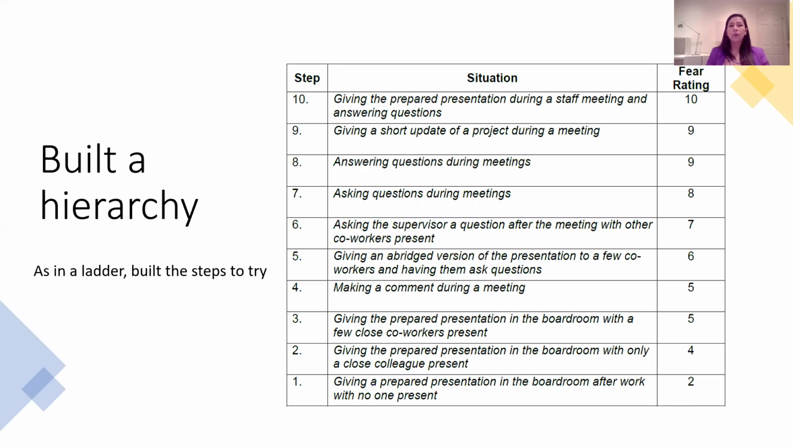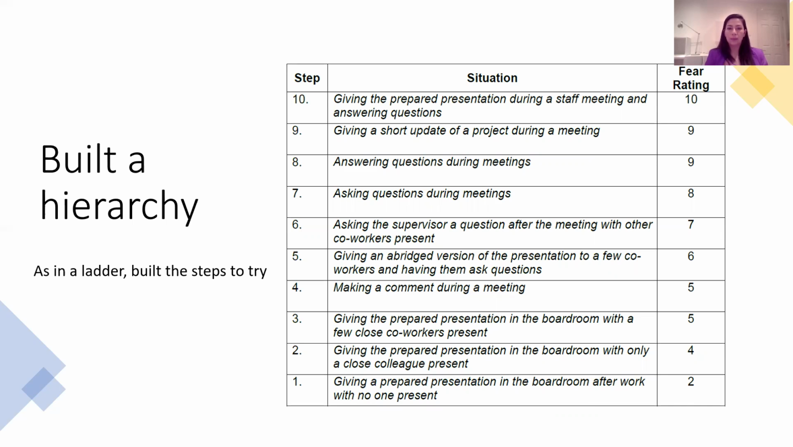And you can also build a hierarchy, like a ladder, to build the steps for you to try. So for example, when someone was worried about giving a presentation at work, and she's worried about asking and answering questions during the meeting. The goal would be really for this person to be able to give the presentation and participate in a meeting at work. They might want to build this hierarchy slowly.